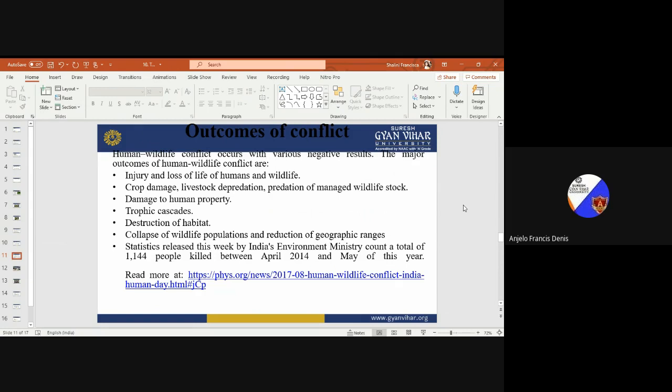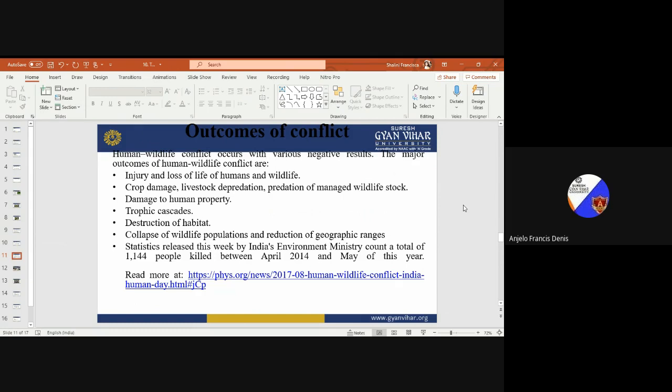What are the outcomes of conflict? So, human wildlife conflict occurs with various negative results. The major outcomes of human wildlife conflict are injury and loss of life of humans and wildlife. So, the first outcome of human and wildlife conflict is injury and loss of life of humans as well as wildlife.